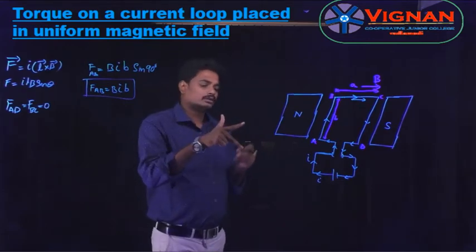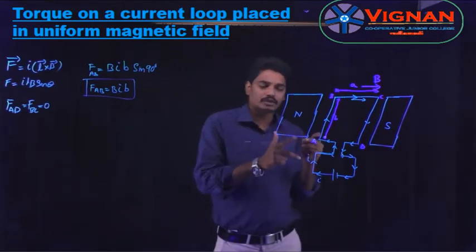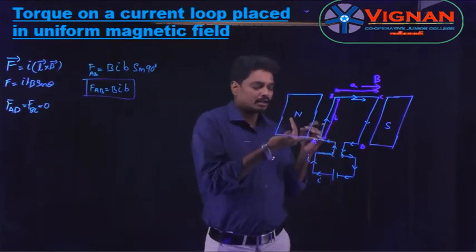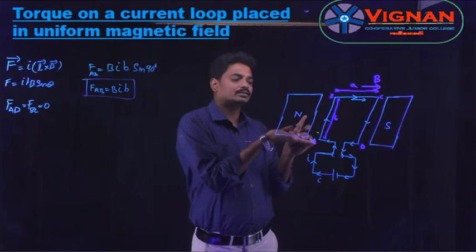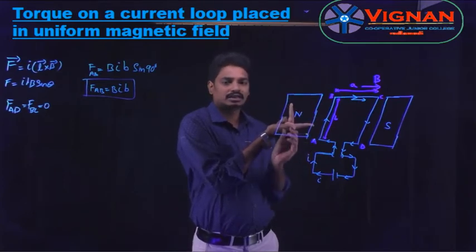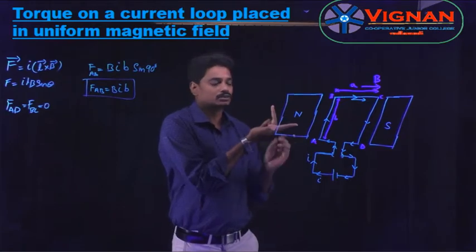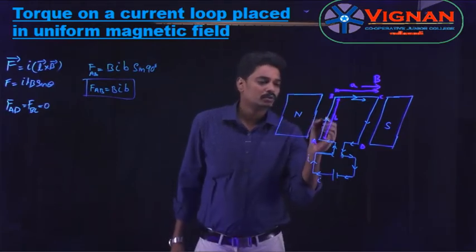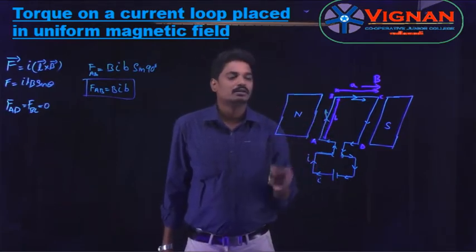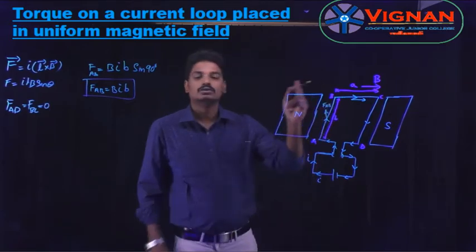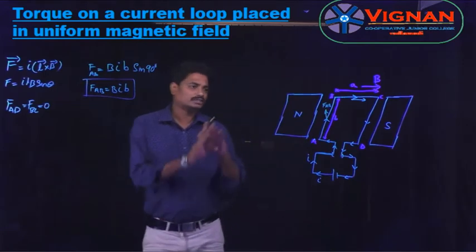So if we keep the index finger in the direction of the magnetic field and the middle finger in the direction of the current, the thumb indicates the direction of the force. So it is into the board. It is in this manner. Force FAB will be into the board if we consider it as a plane.